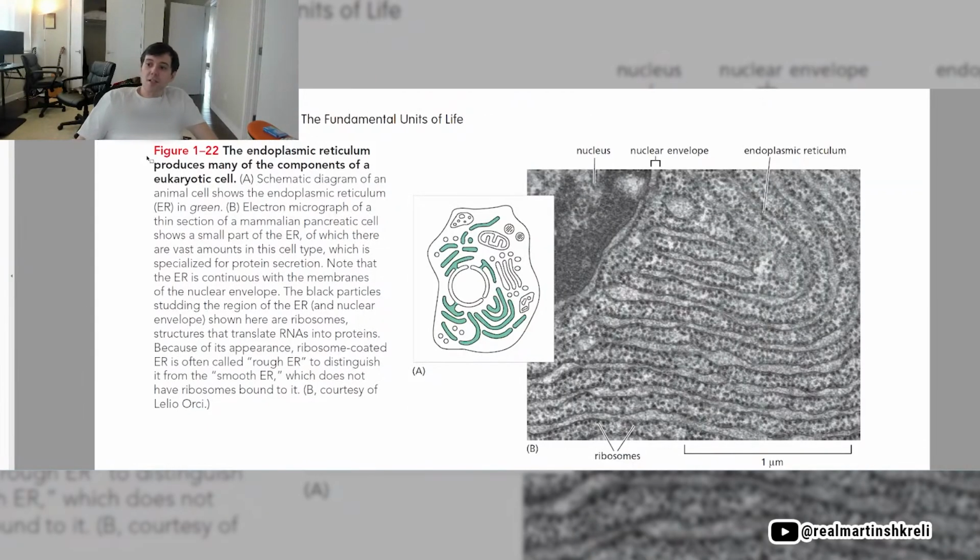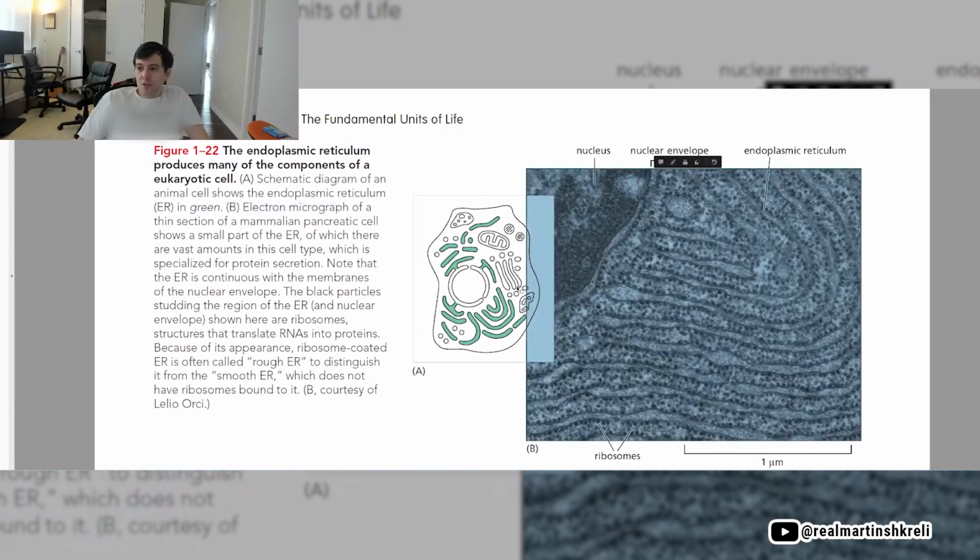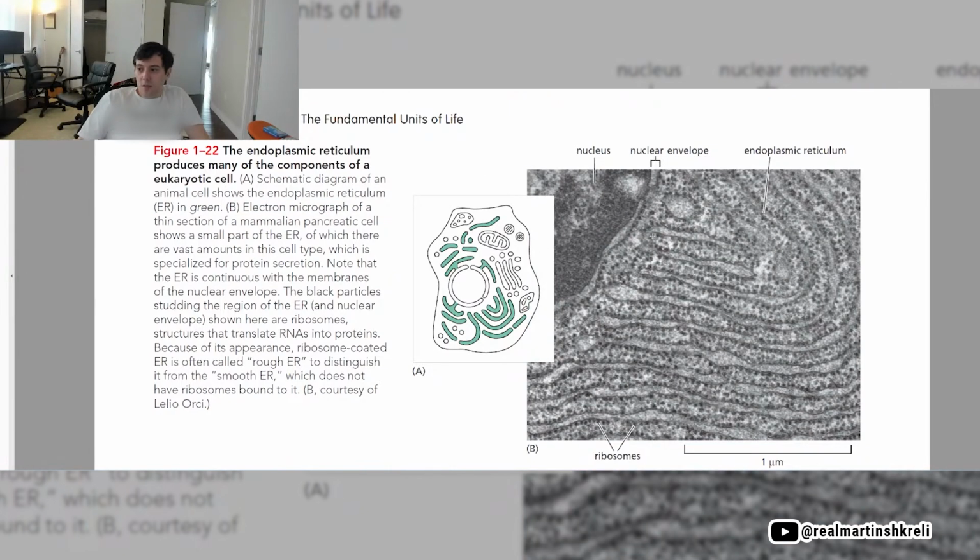All right, the endoplasmic reticulum produces many of the components of the cell. This is a diagram of the animal cell that shows the ER in green. Okay, look at how important the ER is, how much volume it takes. This is a schematic. This is the electron micrograph of a thin section of a mammalian pancreatic cell, so from the pancreas, that shows a small part of the ER, of which there are vast amounts in this cell type, which is specialized for protein secretion. That's in fact what the pancreas does, right?